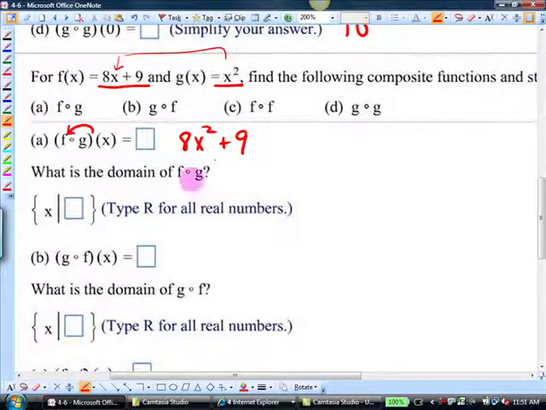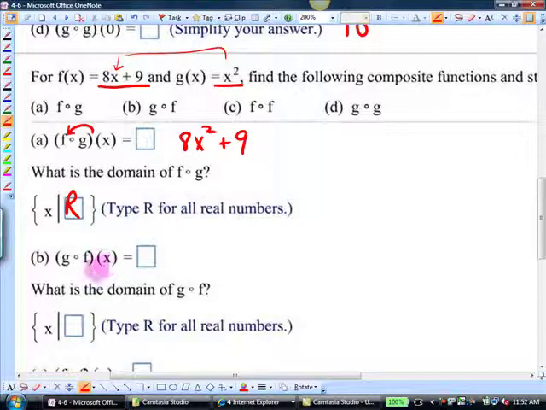Now, on these, you don't have any restrictions either on this one or this one, do you? There's no domain restrictions. And what you end up with is another polynomial. That's a little quadratic. So what's the domain? All reals. So you're going to have an r here. You can just kind of look at those and tell, because there's no restrictions anywhere.